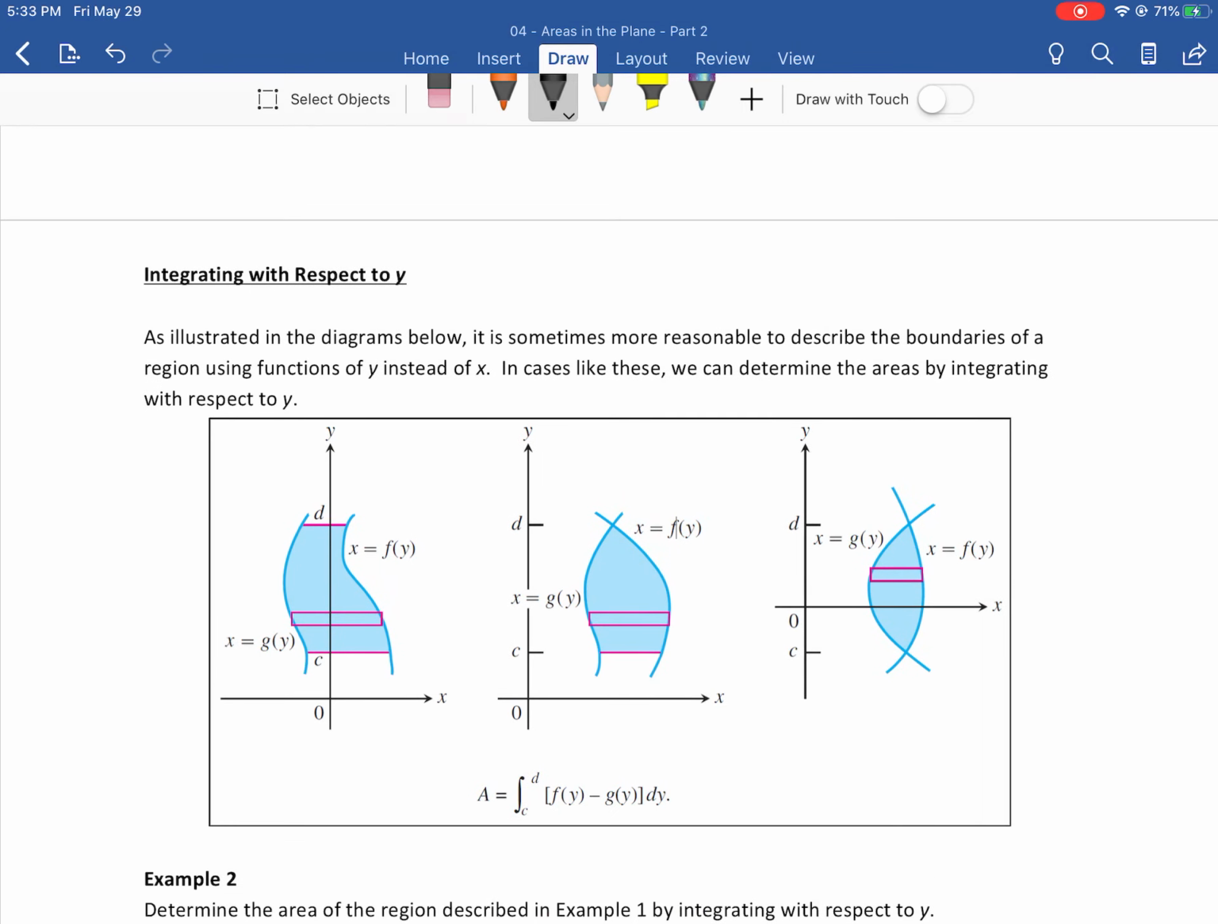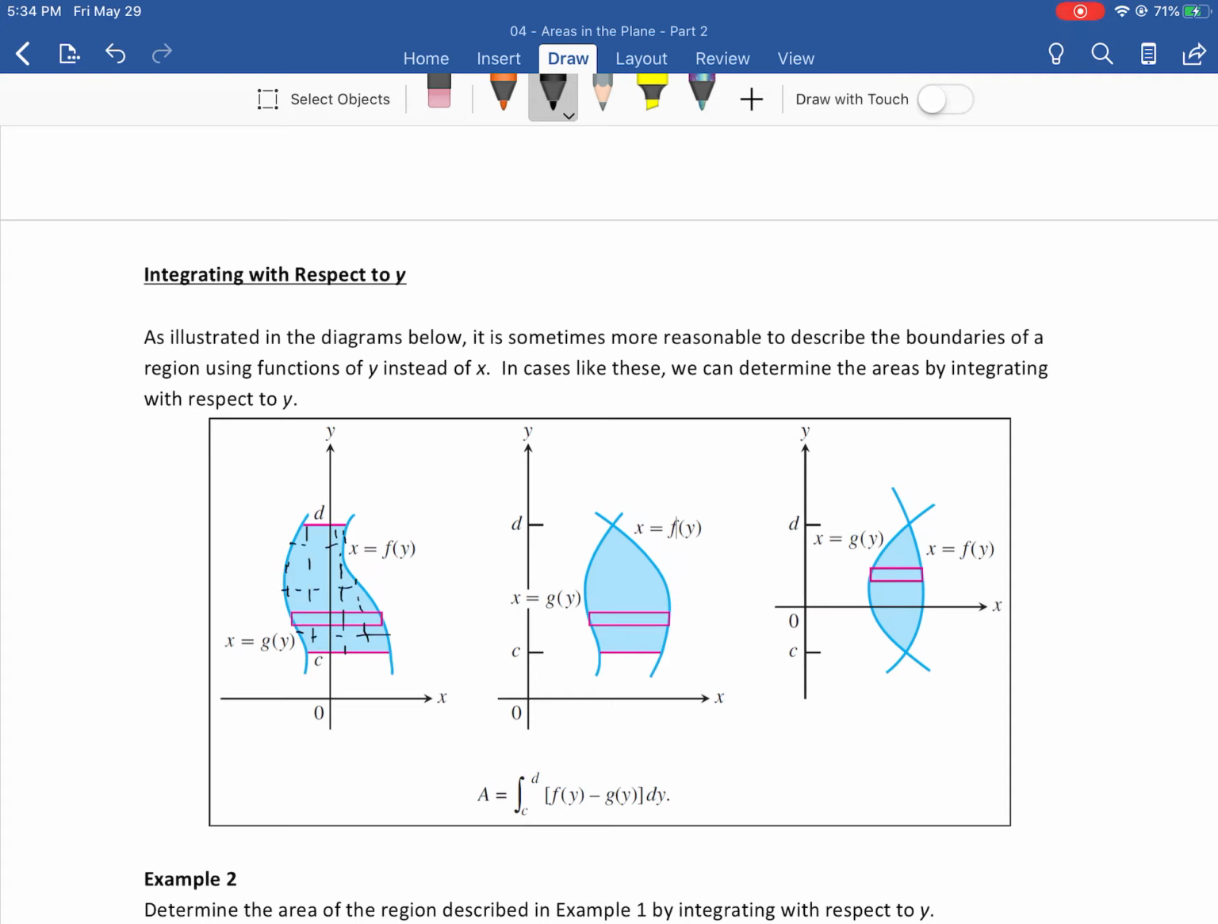So if you look at the diagrams below, it is sometimes more reasonable to describe the boundaries of a region using functions of y instead of x. Take a look at these three things. If you try to integrate this with respect to x, especially that first one, you'll see that the upper and lower change so many times along this function, and it even has multiple sections of upper and lower. As soon as the function gets complicated at all, good luck doing it with respect to x because the upper and lower keeps changing.